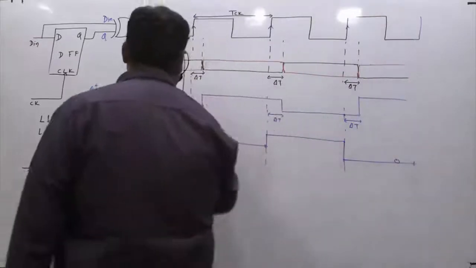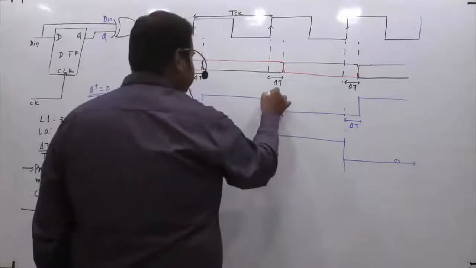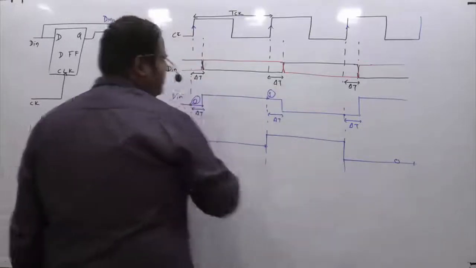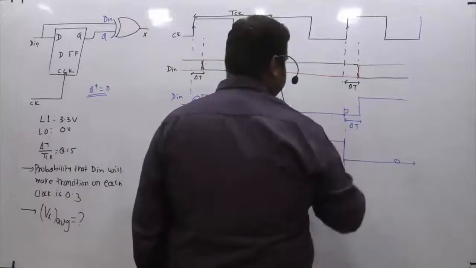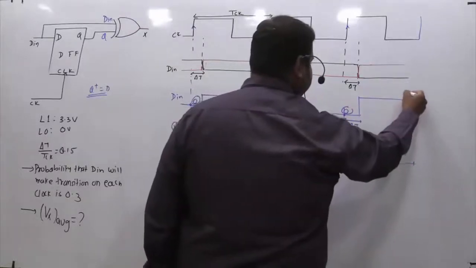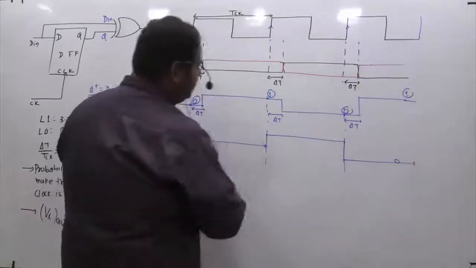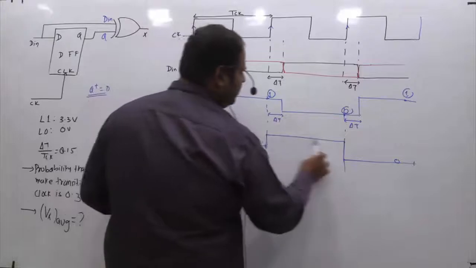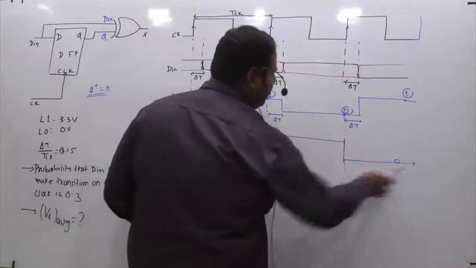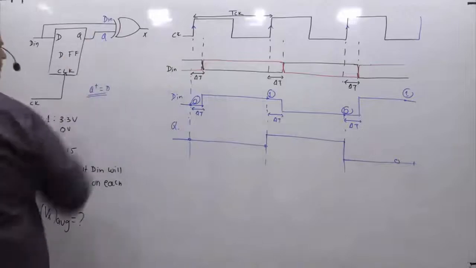So the point is, here D in is 0. At this point D in is 1. At this point D in is 0. And at this point D in is basically 1. Because it is 0, I continue with 0. Because this is 1, I continue with 1. And because this is 0, I continue with 0. So this is the waveform of Q.